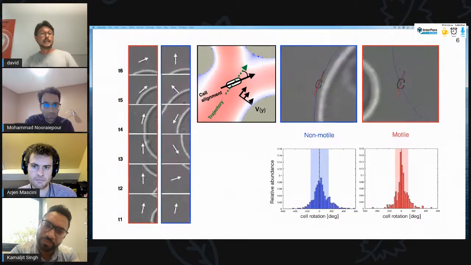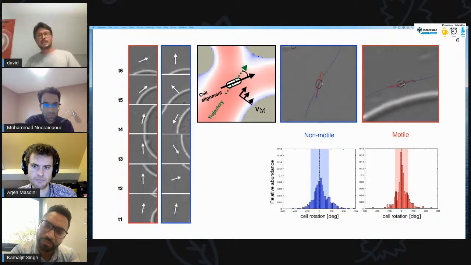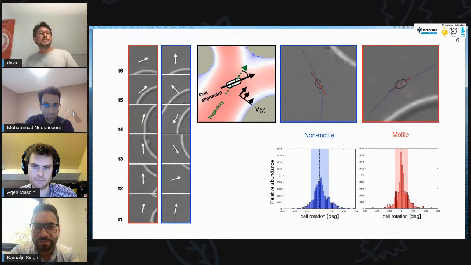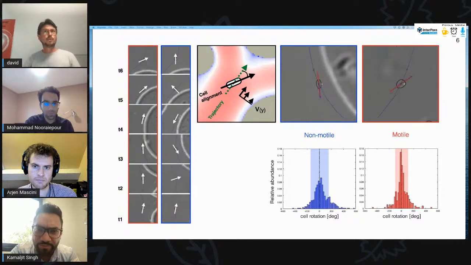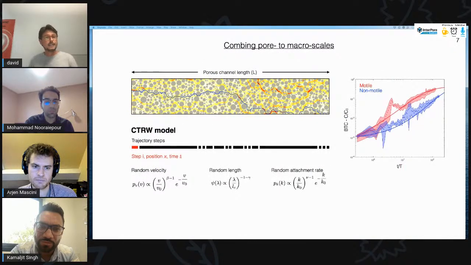And by analyzing the angle between the trajectory and the cell body, we saw that motile cells were more likely to be aligned towards the flow direction, which is the 0-degree angle in the two plots. So this means that on average, more active swimmers were aligned along the flow direction, thus explaining the faster travel times observed macroscopically. Finally, we linked the pore descriptors with macroscopic scale data with a stochastic model.